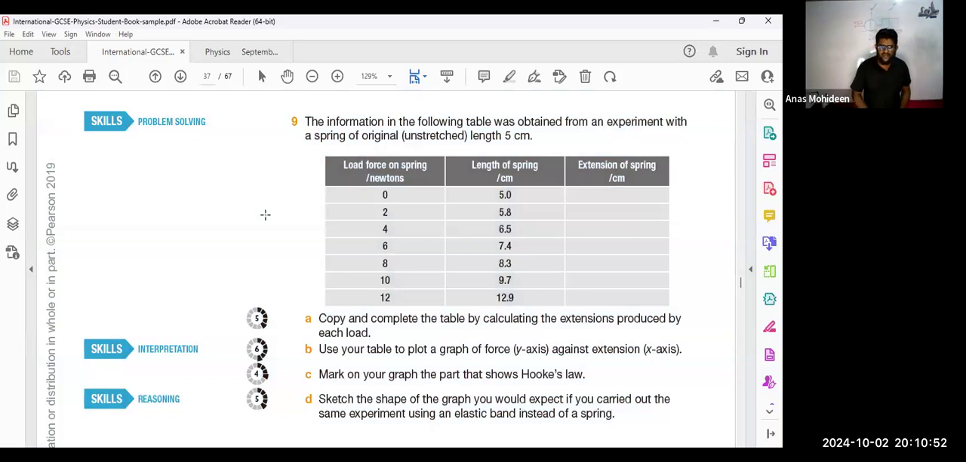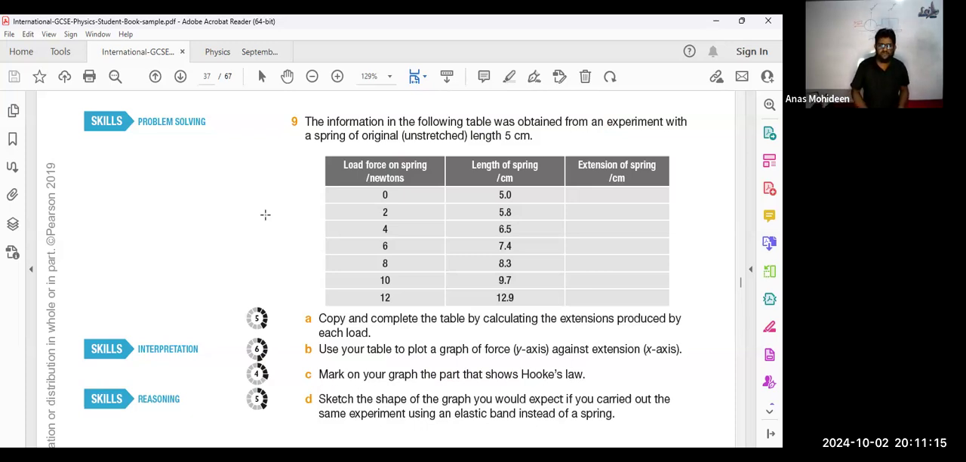The information in the following table was obtained from an experiment with a spring of original unstretched length 5 centimeters. That means unstretched, the real length is 5 centimeters. So the load is given and the length of the spring being extended is also given. And you have to find out the extension first. Copy and complete the table by calculating the extension.